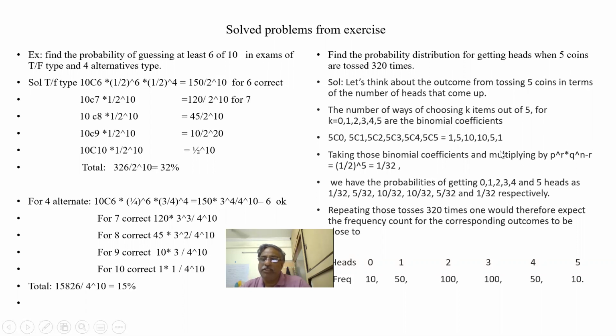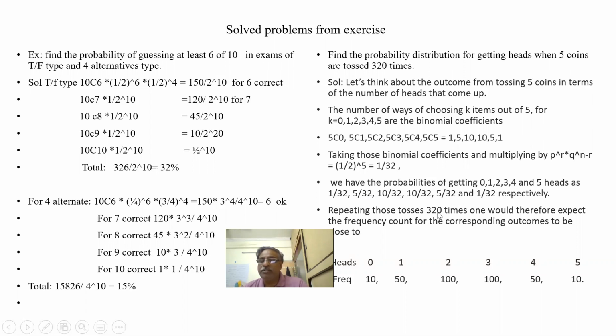So when I multiply this, what is the probability I am getting? Suppose I have done 5 coins in one trial. This is all I am talking of, one trial. One trial, 5 coins, I am getting 5C0 into 1 by 32, 5C1 into 1 by 32, 5C2 into 1 by 32. This is the distribution.